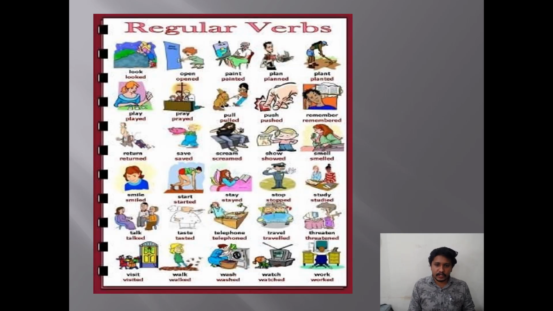Look at some of the regular verbs. Look, looked. Open, opened. Paint, painted. Plant, planted. Play, played. Pray, prayed. Pull, pulled. Push, pushed. Remember, remembered. So many examples are there. Just go through this picture and understand the importance of regular verbs and how they are formed.